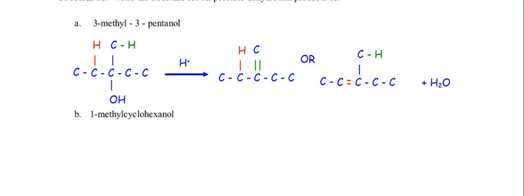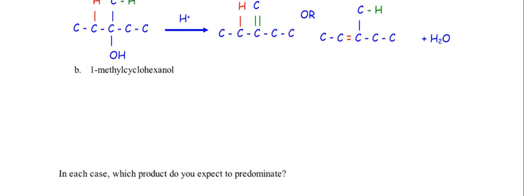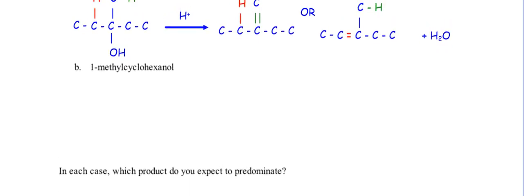So go ahead and do letter B. Once you do the whole thing, go ahead and draw out 1-methylcyclohexanol, and then try to come up with your different products. Take a little bit out and do that.